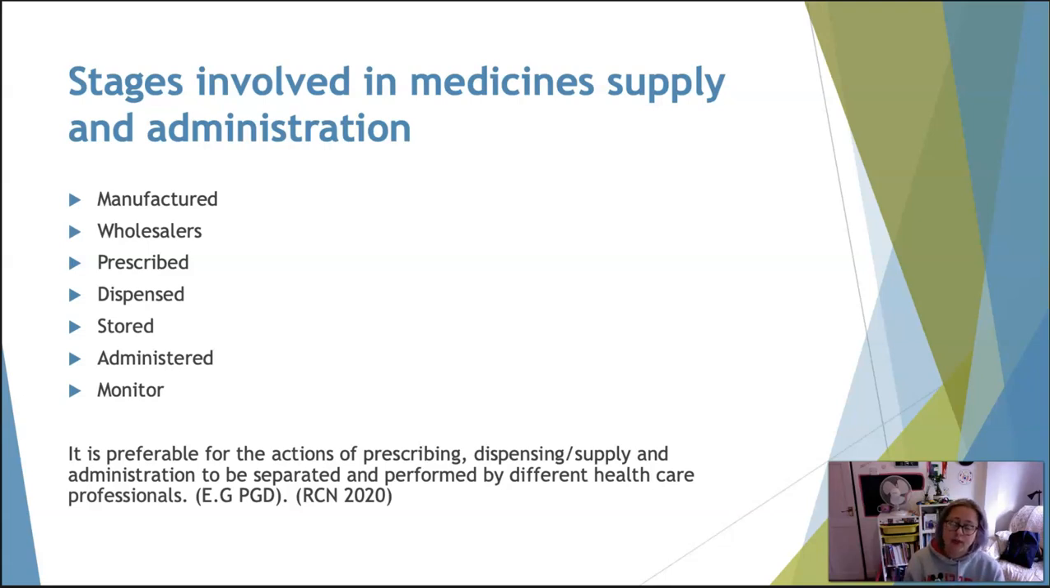And as it says, a little quote from the RCN here, it's preferable for the actions of prescribing, dispensing or supply and administration to be separated and to be performed by different healthcare professionals. This is really key, because we've got to look at the underlying factors. There might be biases, there might be medical prescribers who are very focused on making sure that only one type of medication is used because they feel that that's the best.